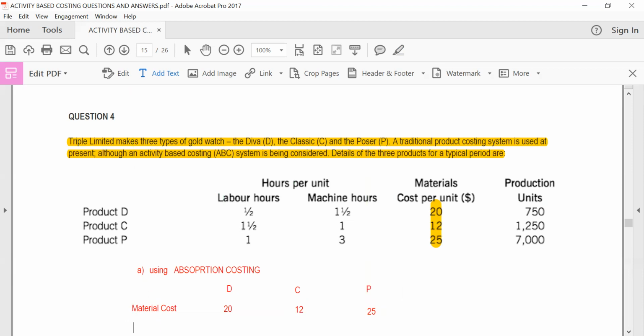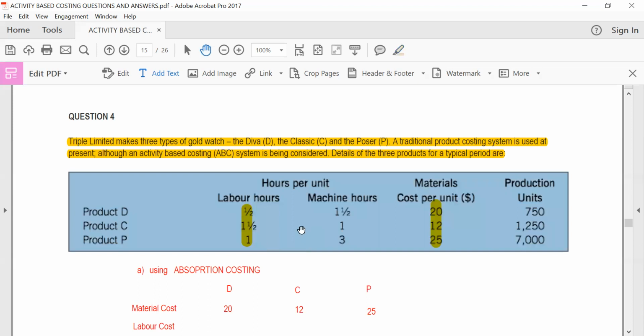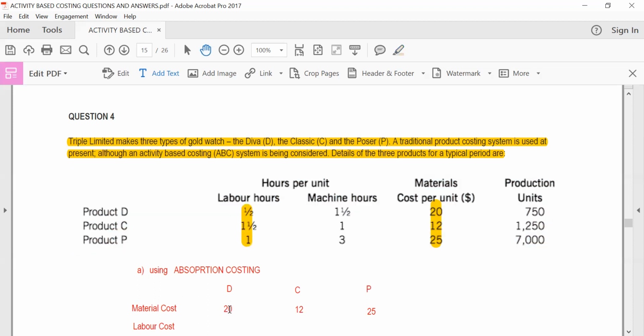Then I come to labor cost. Do I have the labor cost? At the moment, I do not see any labor cost. The examiner has only given me hours worked. Check it out. They have given me the labor hours worked. So if I know the rate per hour, I can multiply the time by the cost per hour to get the labor cost.